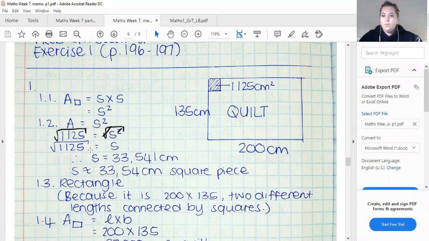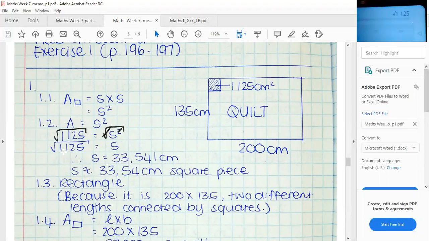So what you're going to do is you're going to go to your calculator. Okay, and I'll show you now. You are going to look for that sign over there. It's like a small little tick. Okay, so you're going to look for that sign. You're going to press it. So I'm going to press it. And then I'm going to type in 1,125.